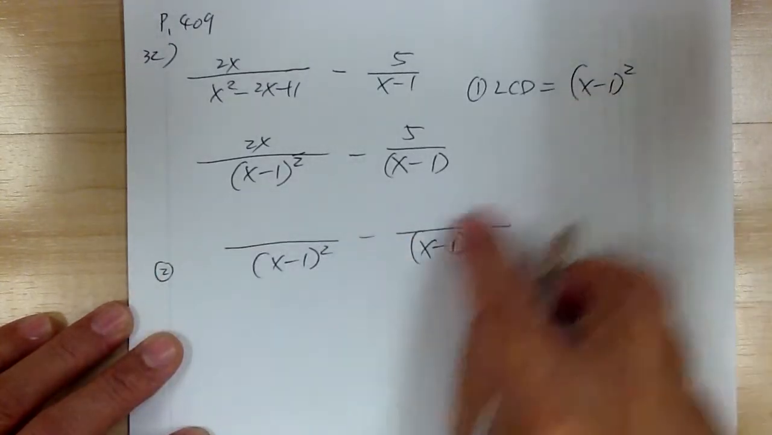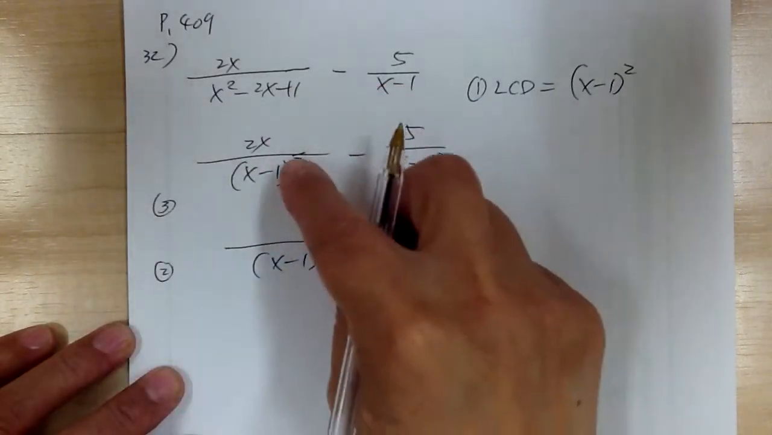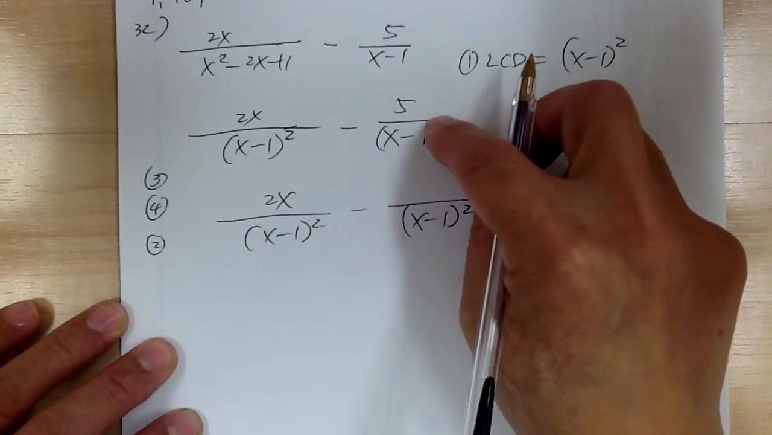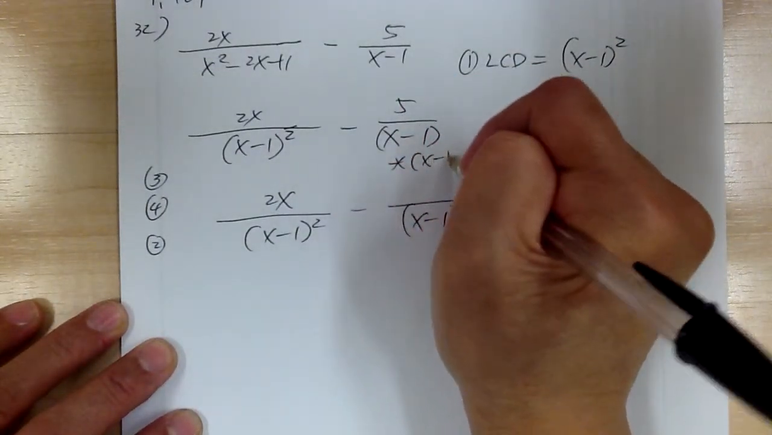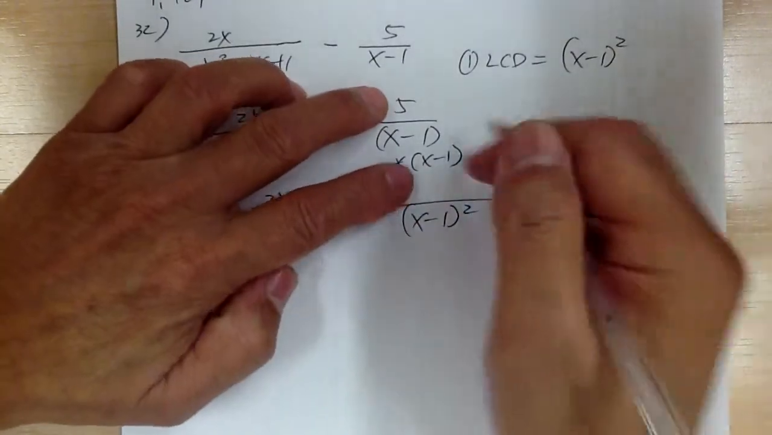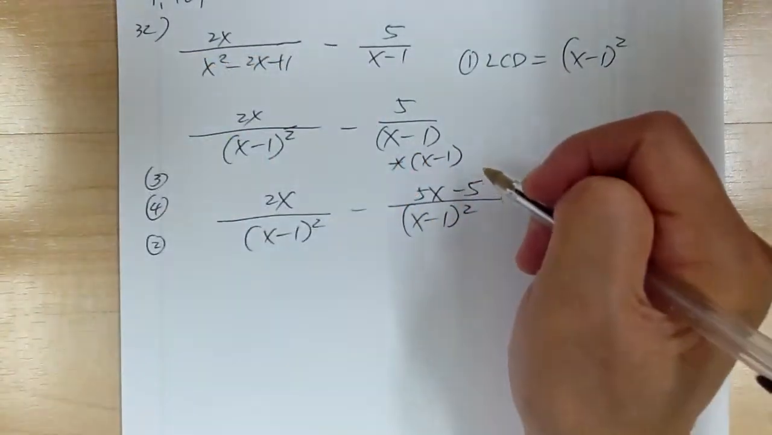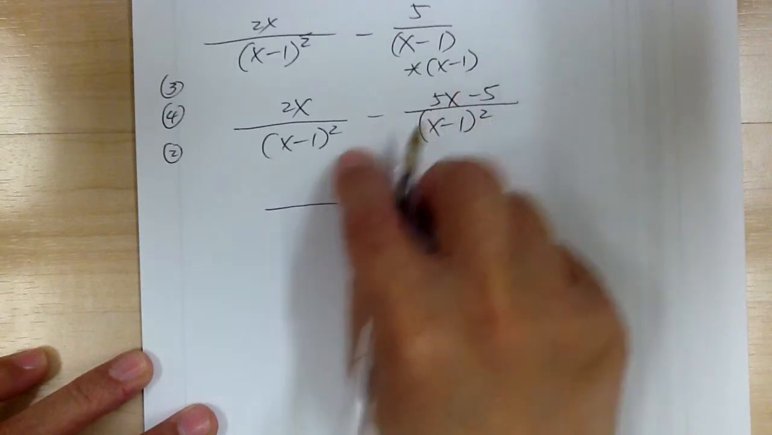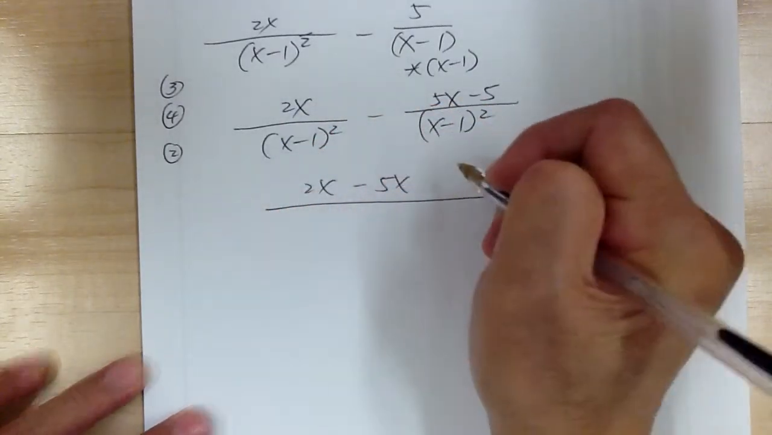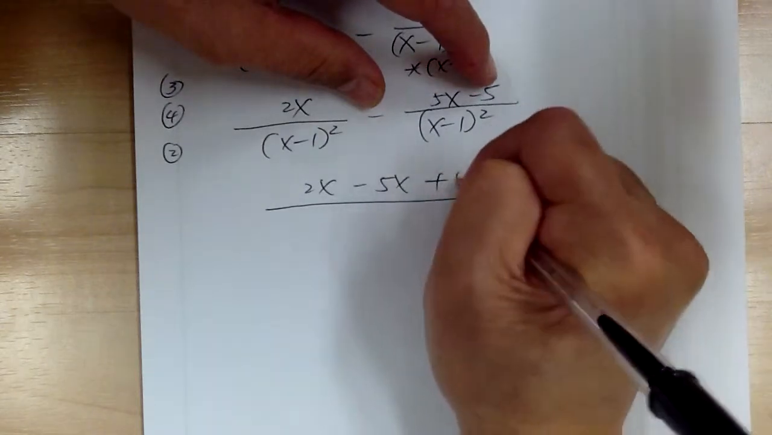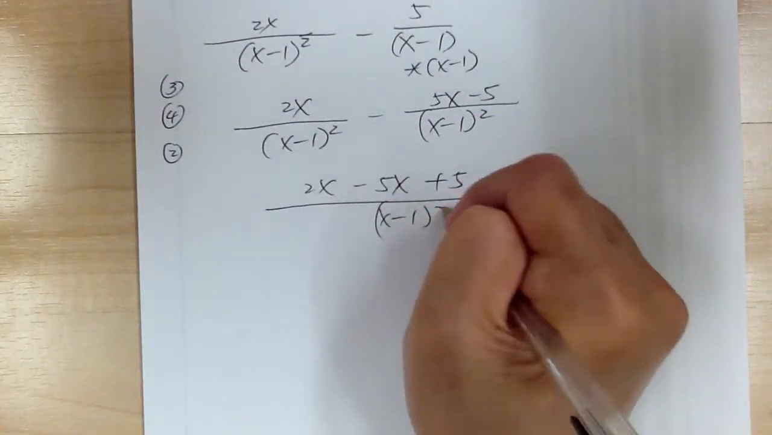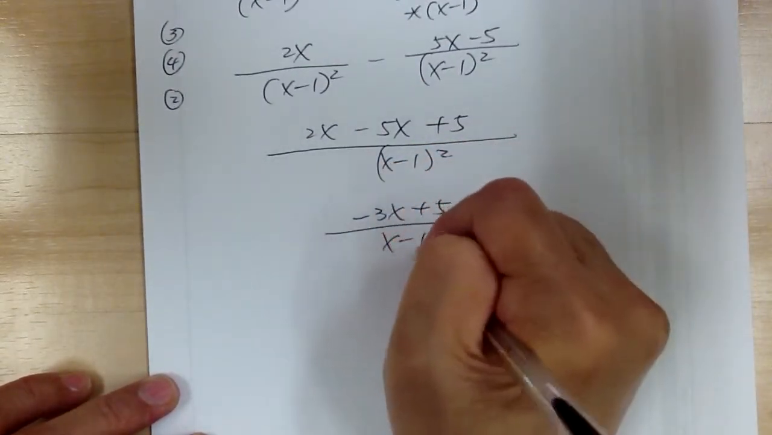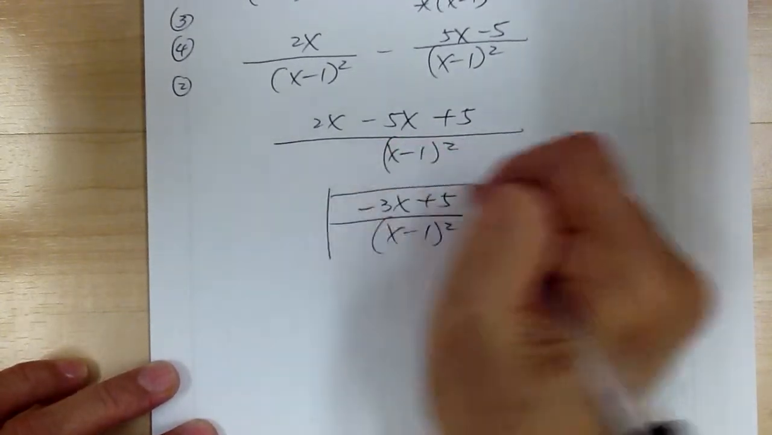So that's your step 2. I put LCD down here. Step 3, figure out how you're going to get from here to here. Well, this is the same already, so you don't have to do anything to it. This one, from here to here, you need to multiply by x minus 1. Okay. So now when you multiply, you're going to get 5x minus 5. So now you can go and put this together. Again, when it's a subtraction, you have to be extremely careful. So you're going to get 2x minus 5x. So that's minus 5x. This becomes plus 5. Okay. So combine the like terms. So you're going to get minus 3x plus 5 over x minus 1 squared. And so that's fine.